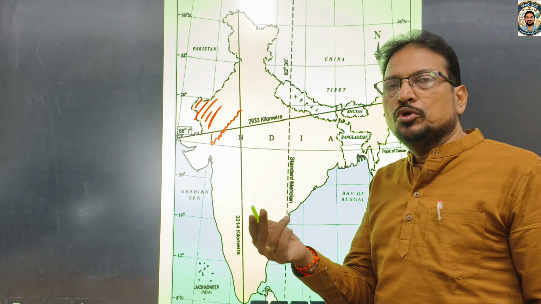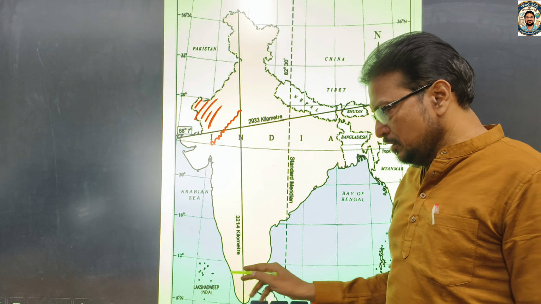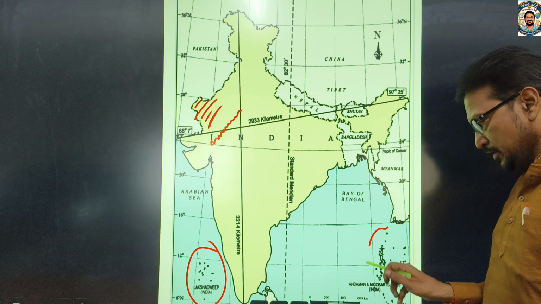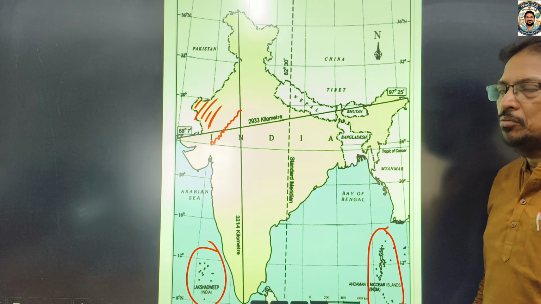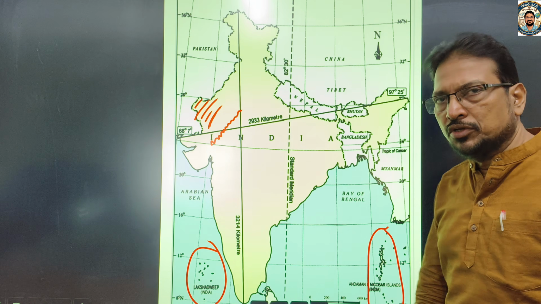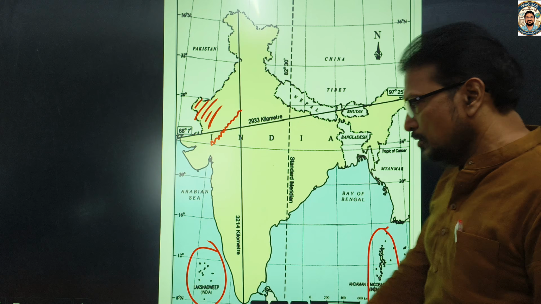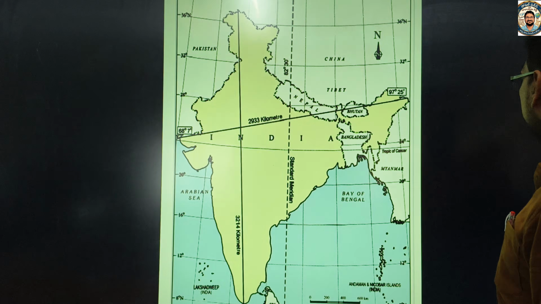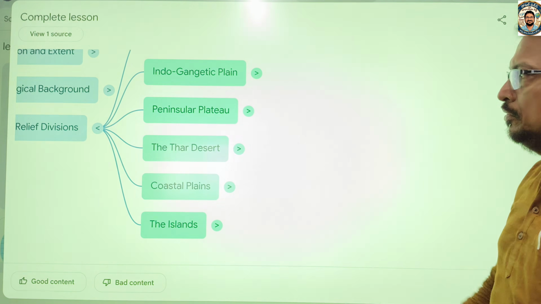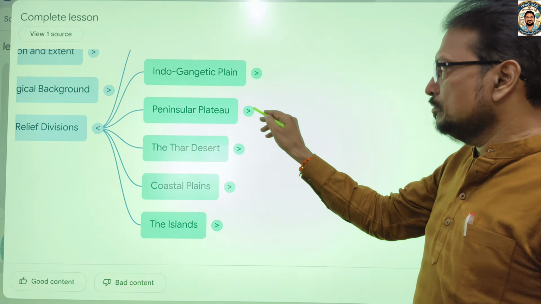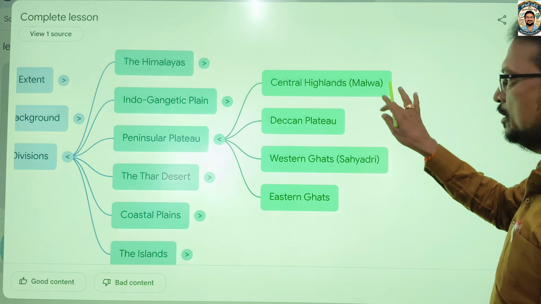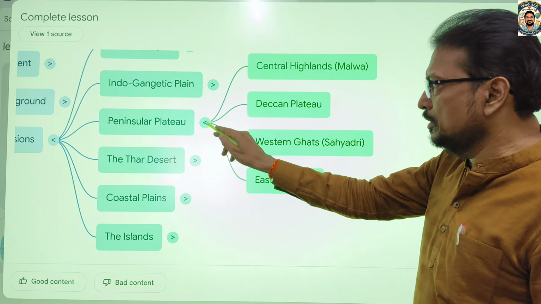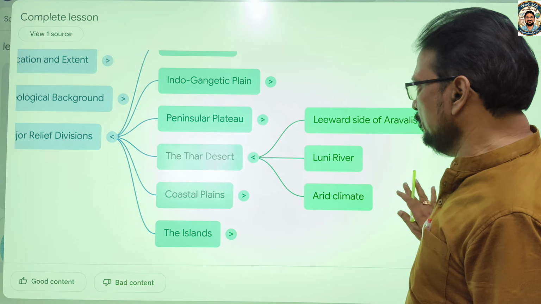And two more geographical features in India: the Lakshadweep Islands on the west side and the Andaman and Nicobar Islands on the east side. So this is about the total geographical features. We can also check finally in the flowchart. About the Peninsular Plateau, they gave the Central Highland, Malwa, Deccan Plateau, and Western Ghats and Eastern Ghats. Next, about the Thar Desert, what information did they give?